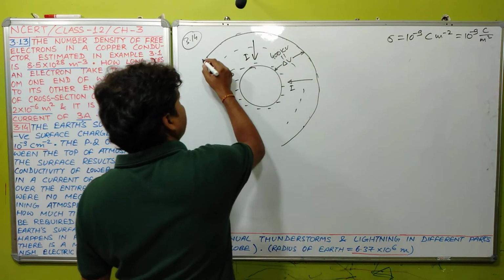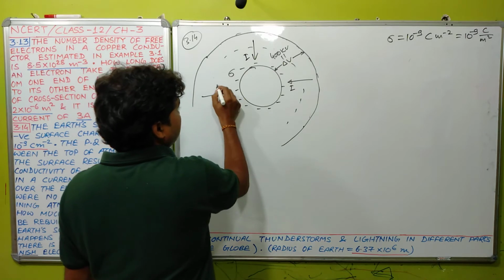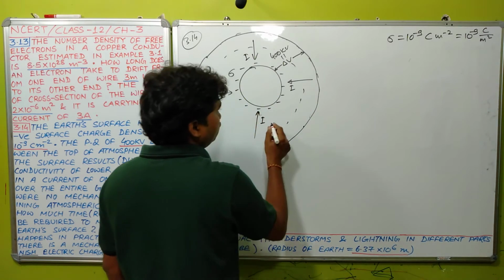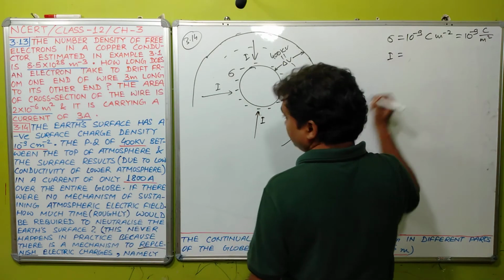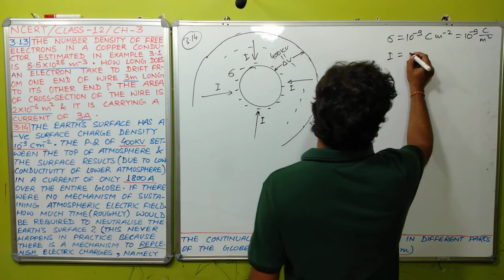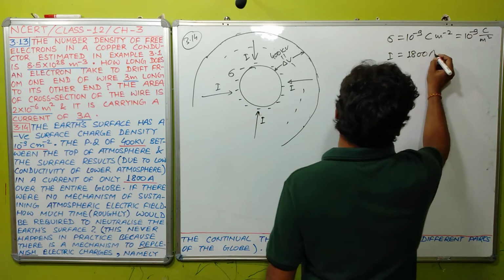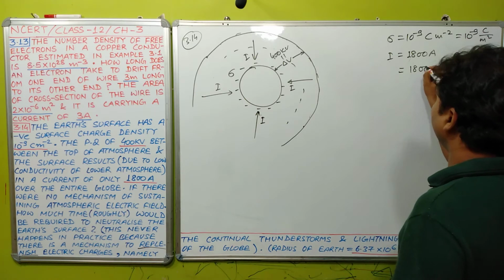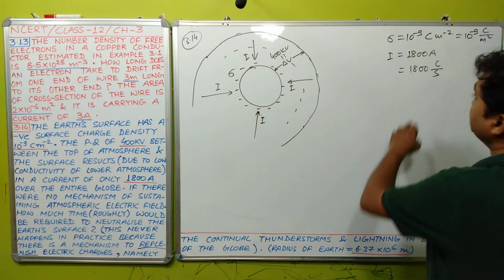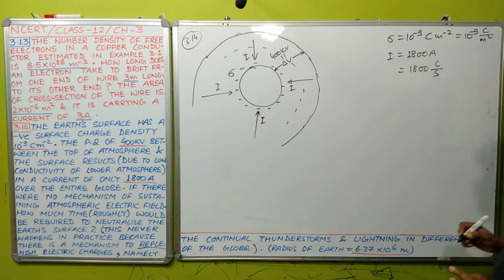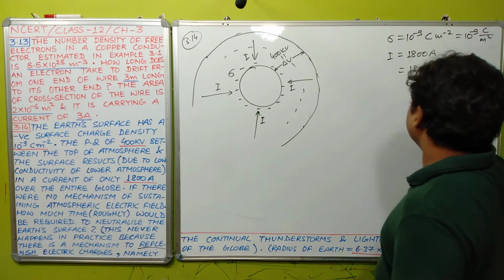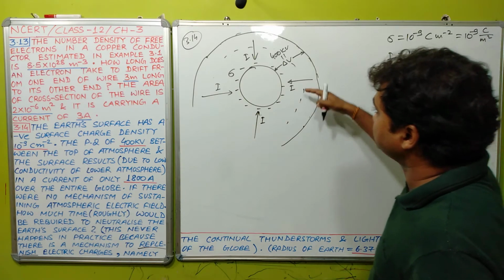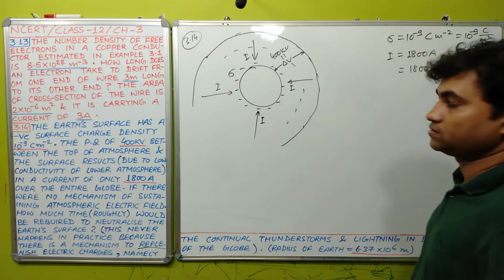difference, current continuously flows towards the Earth's surface like this. Obviously this will happen surrounding the Earth's surface from all sides. A current of value I, and its value is given, 1800 ampere. This current 1800 ampere, student, you can write in another unit: 1800 coulomb per second.